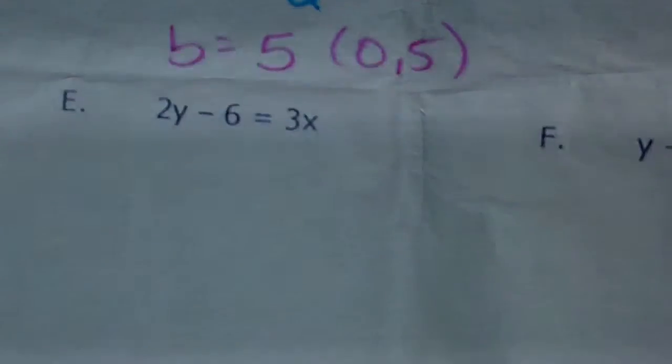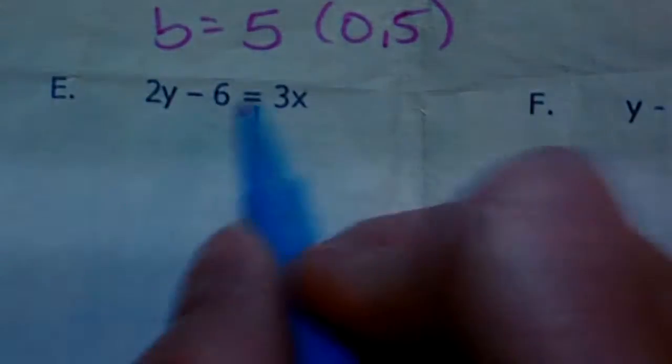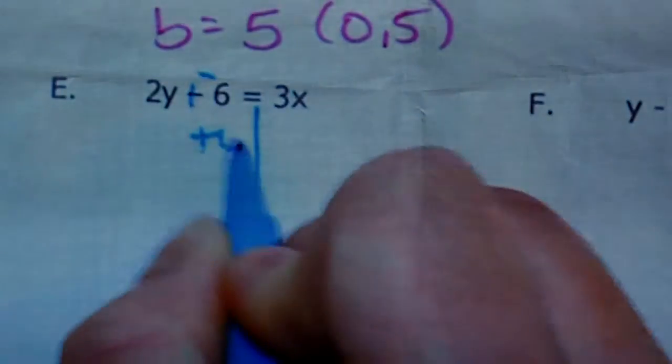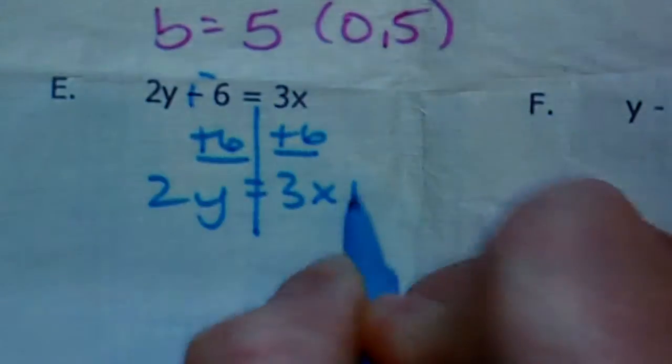All right, moving on to E. Let me make sure I'm focused here. All right. Now I really need to get y by itself. Y's got all kinds of things that are bugging it. It says, get out of here, -6. I want you gone. So we're going to add 6 to each side first. 2y equals 3x plus 6.